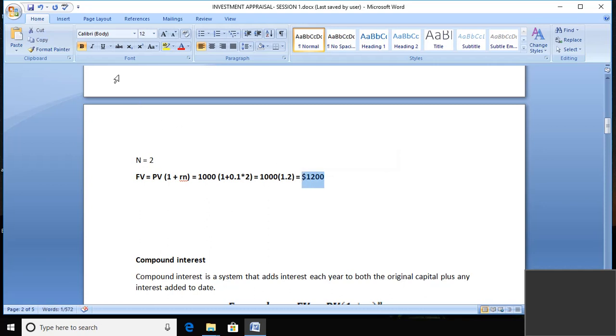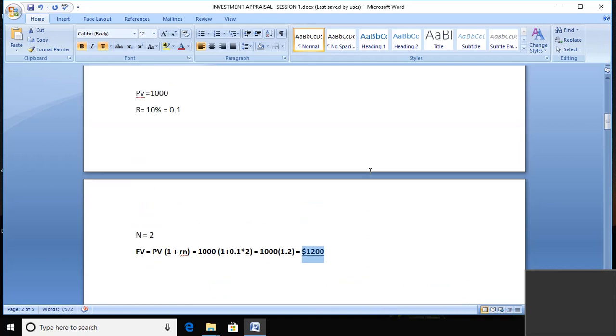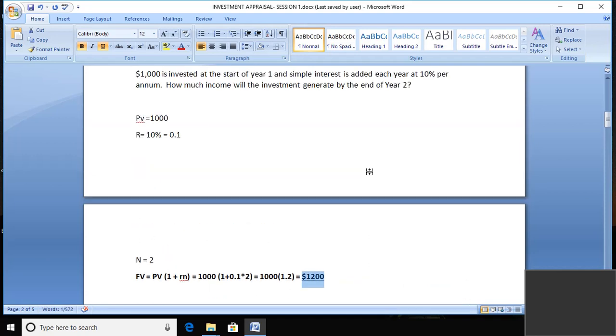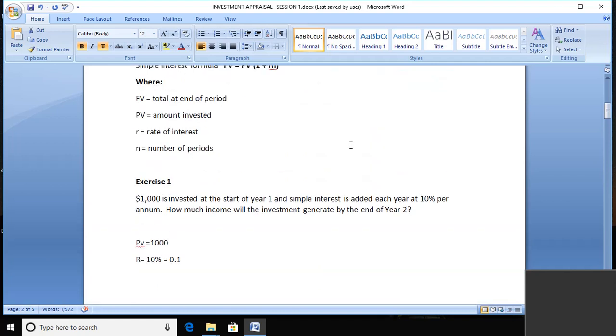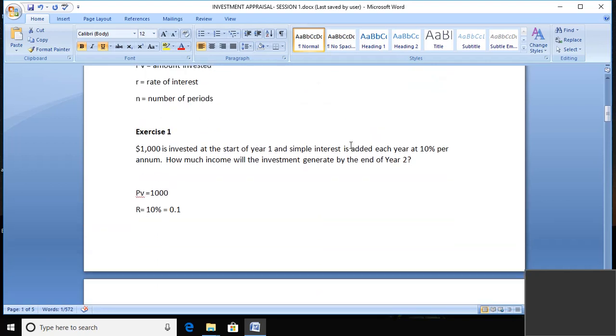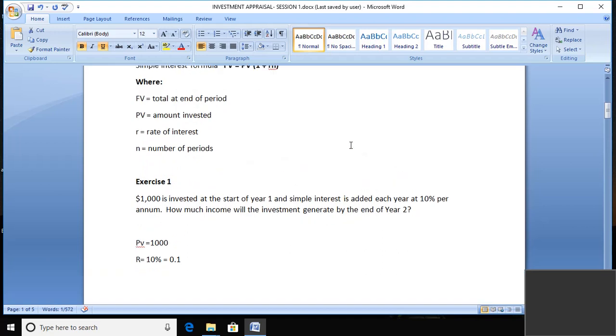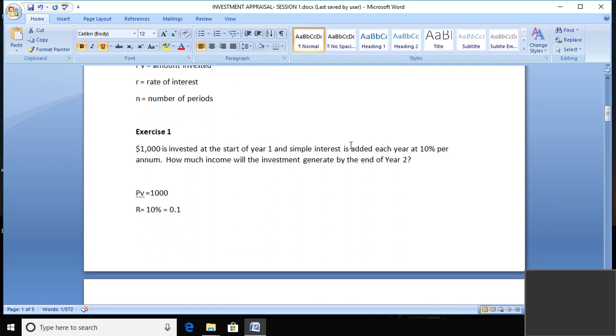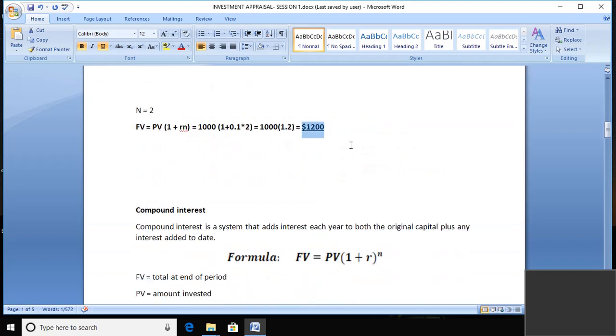simple interest. Here, interest is not earning interest. So you calculate interest on the straight line basis. So that's how we calculate simple interest. So if you have not understood, pause the video and go back a little bit and just go through what I've done again. That's simple interest.